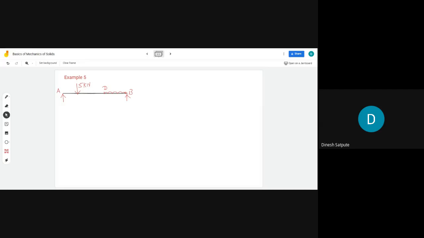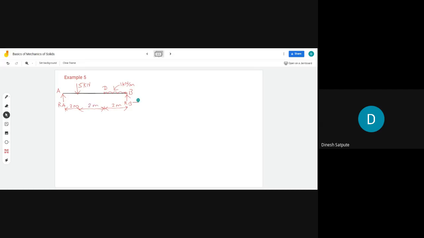Next is intensity of UDL is equal to 1 kilonewton per meter. This is your RA, this is RB, this distance is 2 meters, this is also 2 meter, this distance is 2 meter.